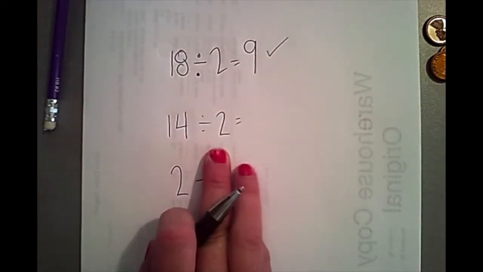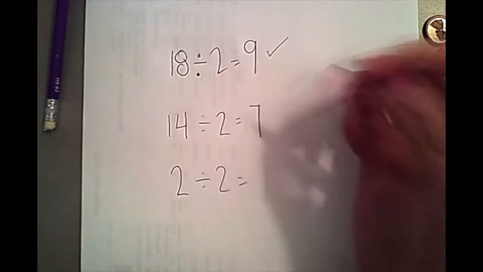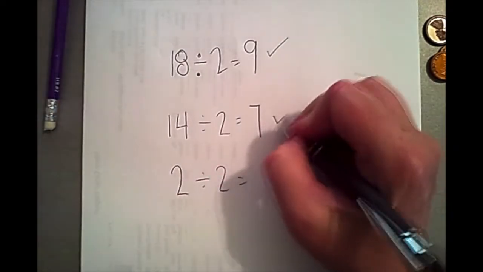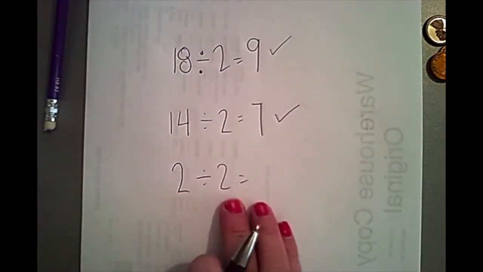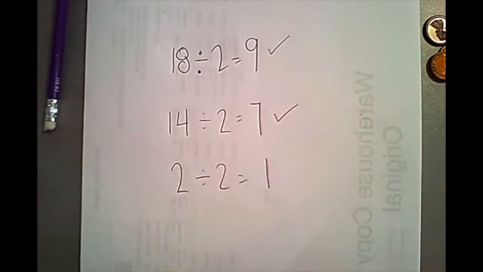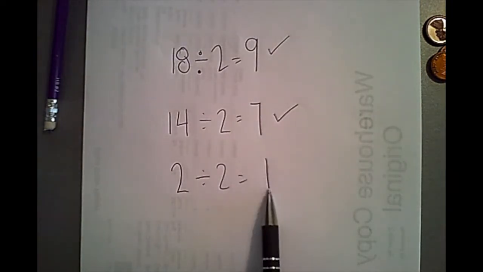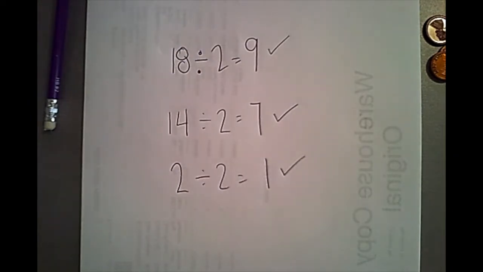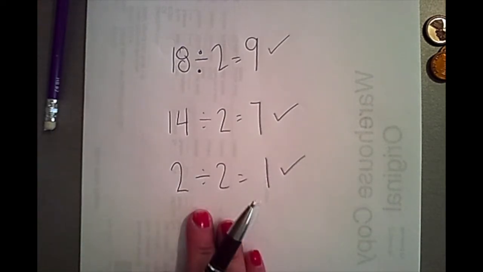14 divided by 2, we did that one, is 7. Now if we do it backwards, 7 times 2 is 14, so that one checks out. 2 divided into 2 groups equals 1. If we do it backwards, 1 times 2 is 2, and that one checks out. So that's just a little sneaky way of checking your work to make sure your multiplication answers or your division answers are correct. You just do it backwards with multiplication.